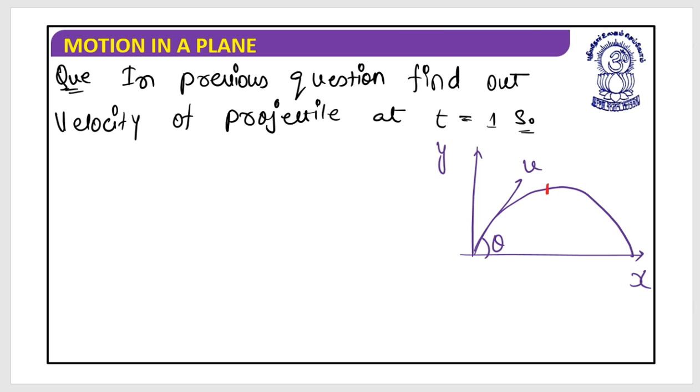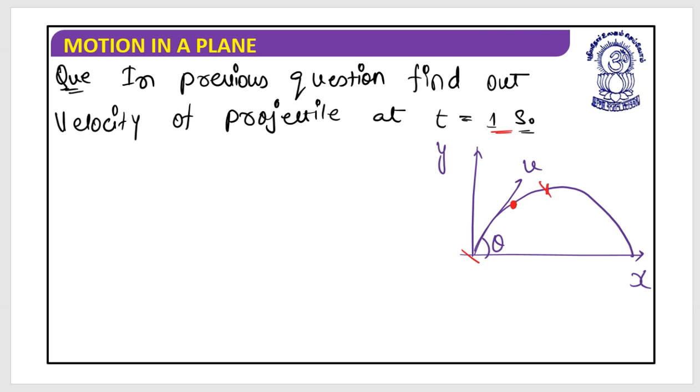So it has taken a total of 1.5 seconds from here to here, and they are asking about the 1 second, so it must be somewhere here. So what are the velocities at this point? When we are talking about projectile motion, we have already discussed that we must have two velocities at the same time at the same position.